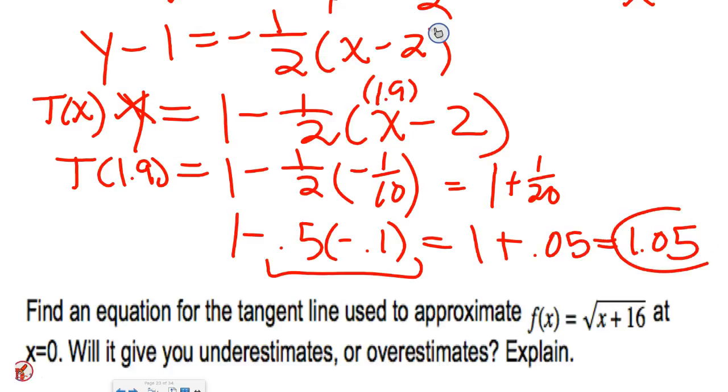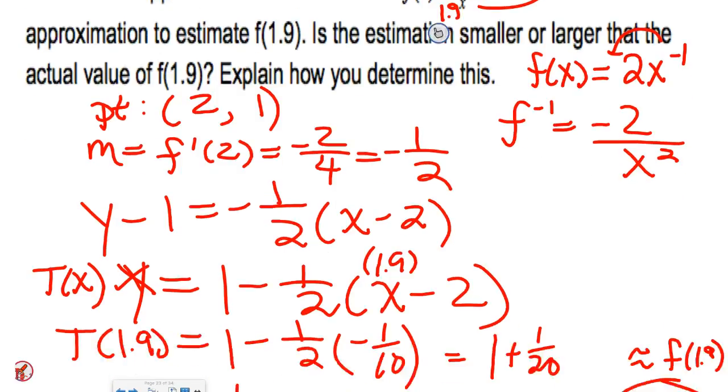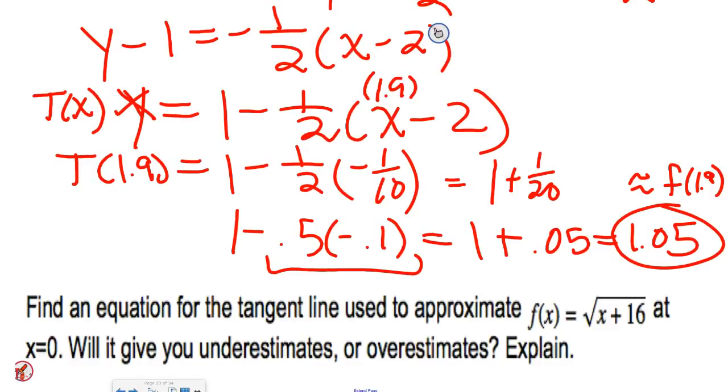Who's got a calculator out? Somebody quick. Who's got one? No one? Come on. Oh, Lola, you do. Thank you. Lola, this is an approximation. So this is approximately f of 1.9. I want you to go get it exactly by just doing 2 divided by 1.9. What do you get? 1.052-ish is the exact. I have a slight underestimate.